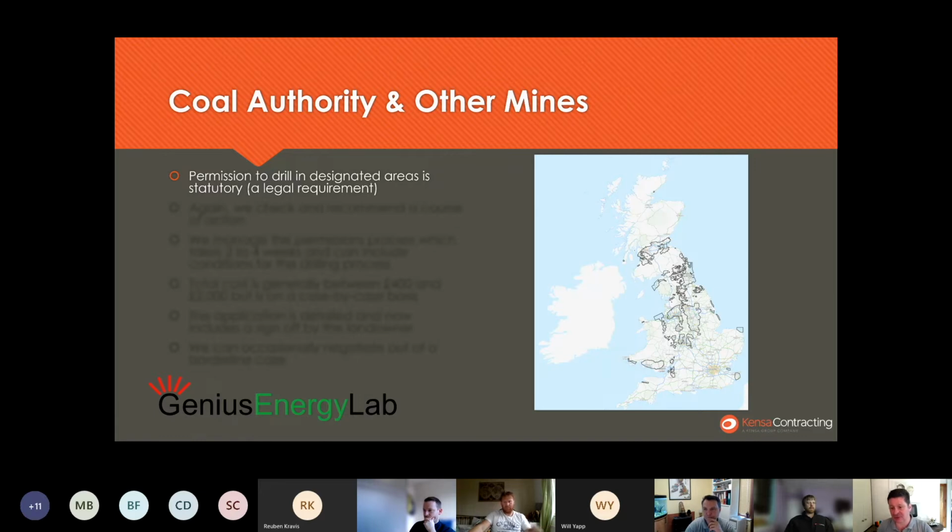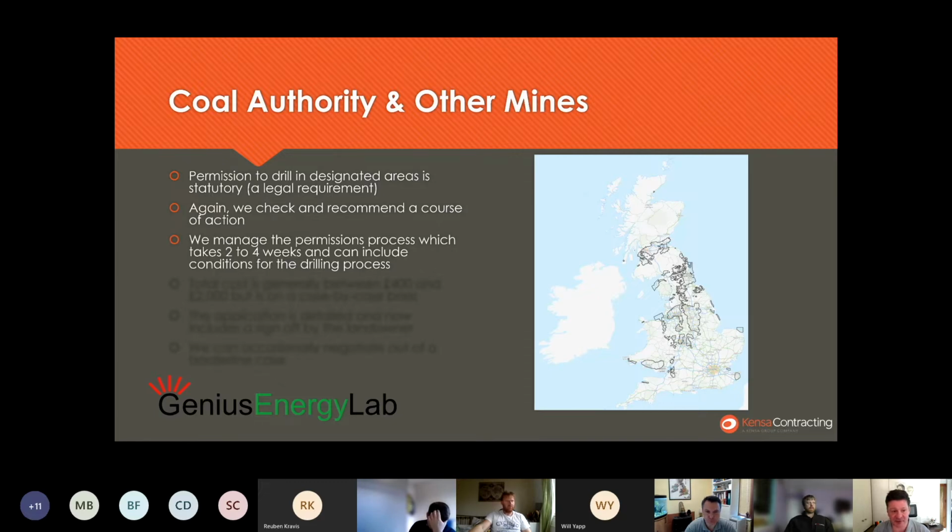So if people are installing ground source in these areas and they're not getting permission, they're actually breaking the law. So it's very important to do that. Again, we check this as a matter of course, and we will recommend a course of action for you as part of our process. The process to get the permissions tends to take 2 to 4 weeks. Again, that's something that we tend to manage, and the process is quite technical. The cost is between £400 and over £2,000. It's on a case-by-case basis, and quite frankly, I can't work out how their pricing works. You just send your application in and they come back with a cost.